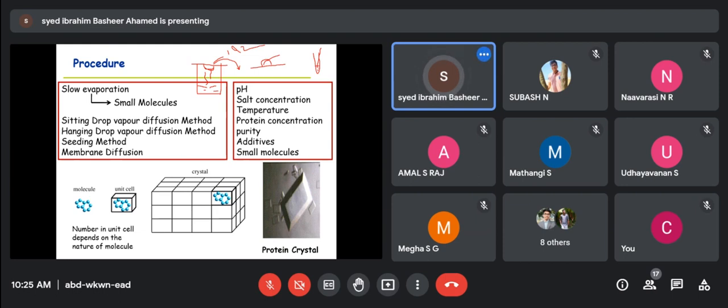Whatever microcrystals were stuck to this cat whisker will be spread throughout the drop. As a result, this will act as a seed, and in a couple of days you will have a larger crystal just like this.